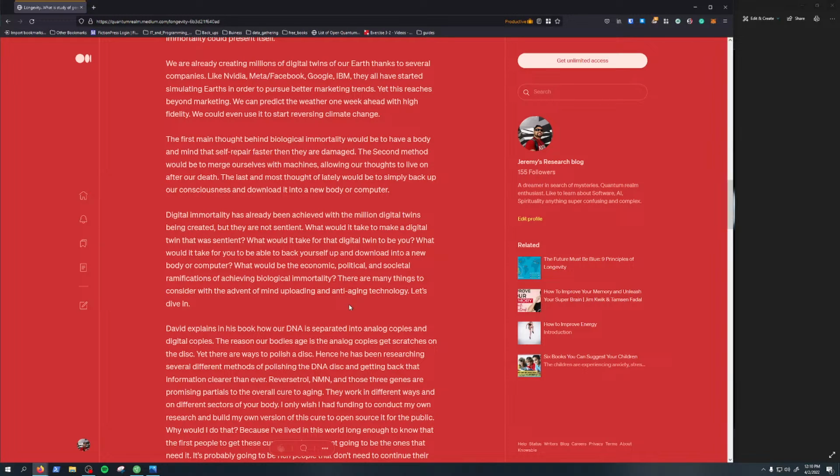What would it take to make a digital twin that was sentient? What would it take for a digital twin to be you? What would it take for you to be able to back up yourself into a new body or a computer? What would be the economic, political, societal ramifications of achieving biological immortality? There are many things to consider with the advent of mind uploading and anti-aging technology. Let's dive in a little bit.